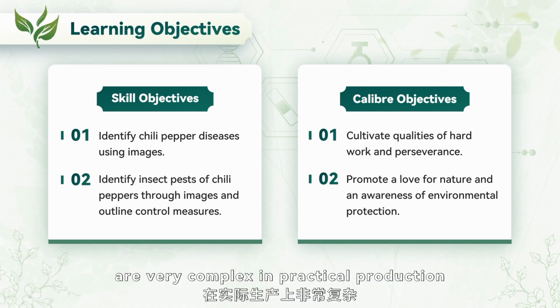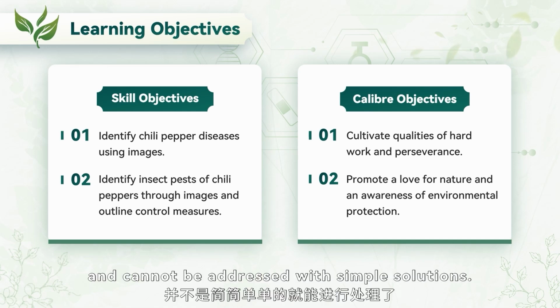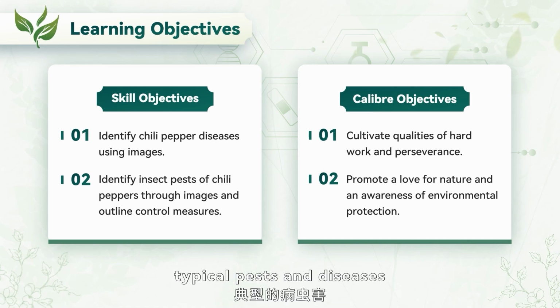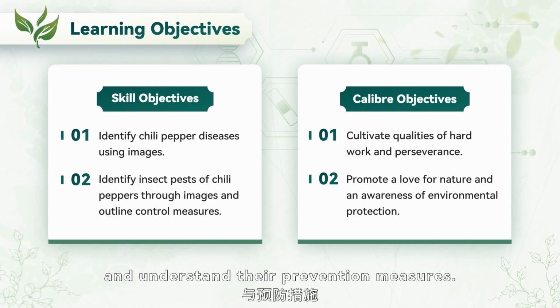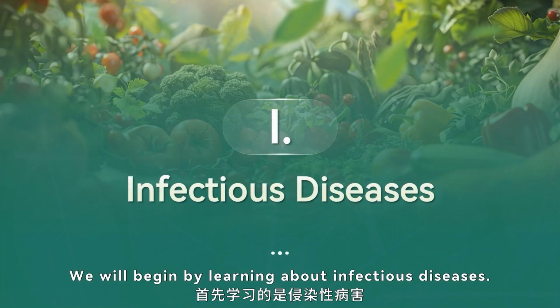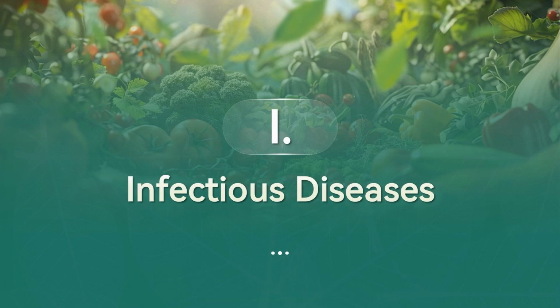Pests and diseases are very complex in practical production and cannot be addressed with simple solutions. First, we need to be able to recognize typical pests and diseases and understand their prevention measures. We will begin by learning about infectious diseases.